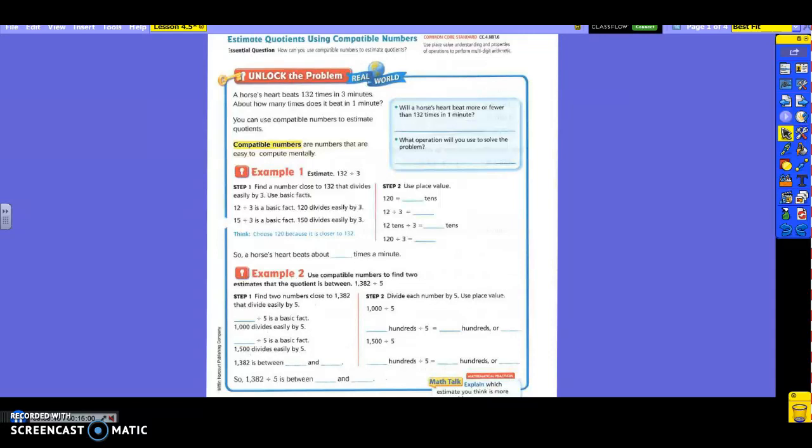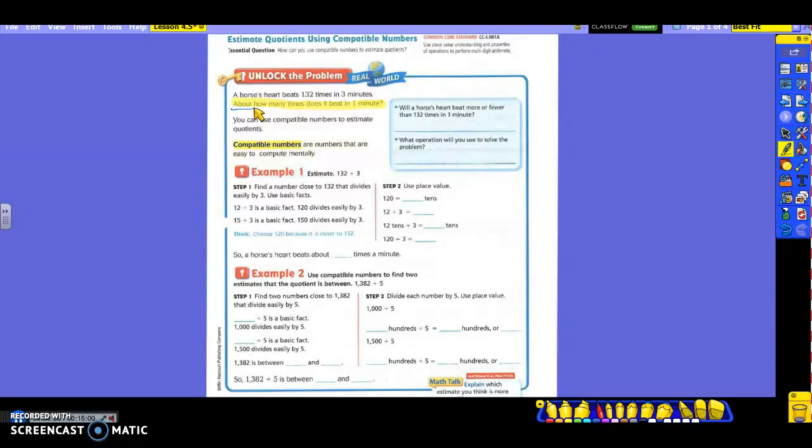A horse's heart beats 132 times in 3 minutes. About how many times does it beat in 1 minute? So there's your question. And what did you notice that was in the question? The word about. So that is going to be important to us. That means we are going to estimate. So it says you can use compatible numbers to estimate your quotients. And we have already done compatible numbers and know that they are numbers that are easy to compute mentally.